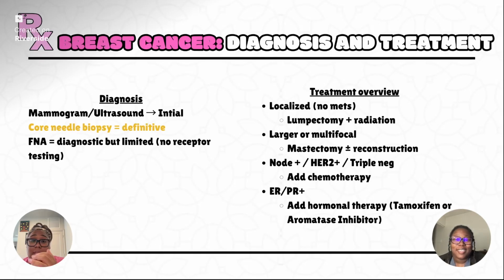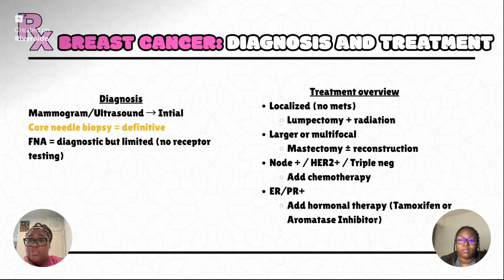If you are suspicious of any, it could be thyroid, it can be a lung nodule. Tissue is the issue. You get in there, you get a sample of it, and you test it. And then fine needle aspiration, similar. It's diagnostic, but it's limited because there's no receptor testing.